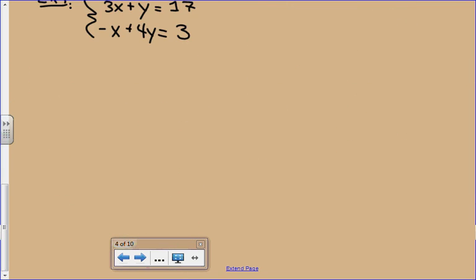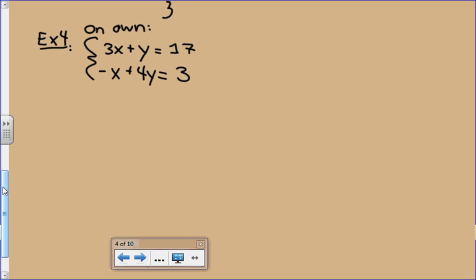Please remember, so far we've done all of these in proper order. It's always important. The x's are lined up underneath, and the y's, and the numbers. So do this one and raise your hand. I'll run over in a second.